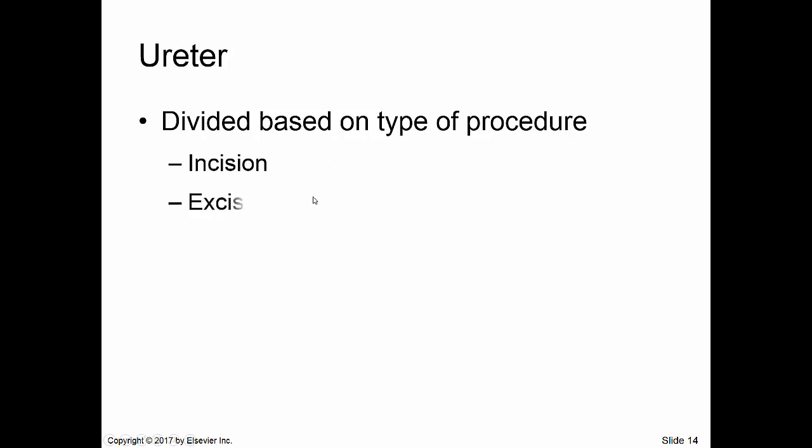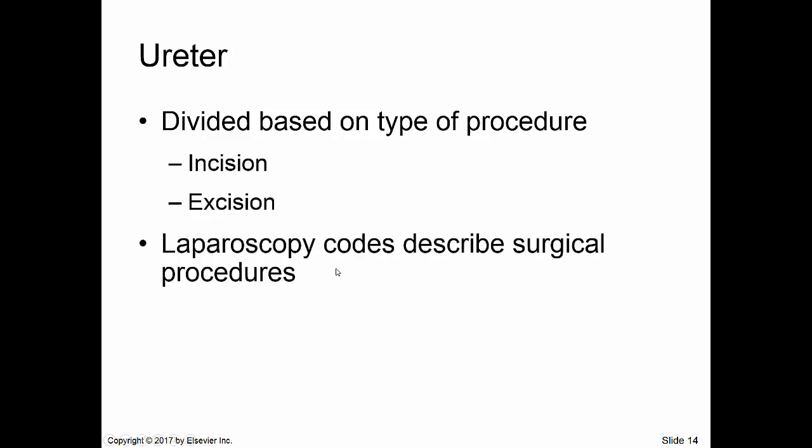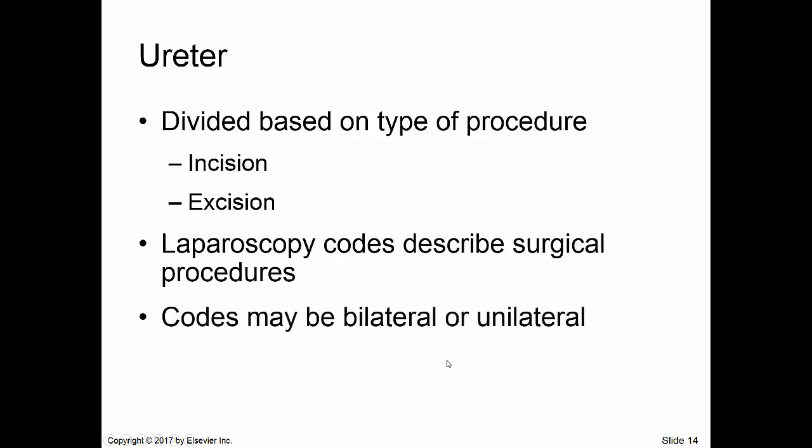When we get to the ureter codes, this is the next subheading. Again, it's divided according to the type of procedure, excision, incision, etc. So you need to make sure that you're reading all of those notes. And you need to know if you're doing it laparoscopically. The laparoscopic codes are going to describe the surgical procedures. The codes may be bilateral or unilateral, so you need to be very careful about watching your 50 modifier.